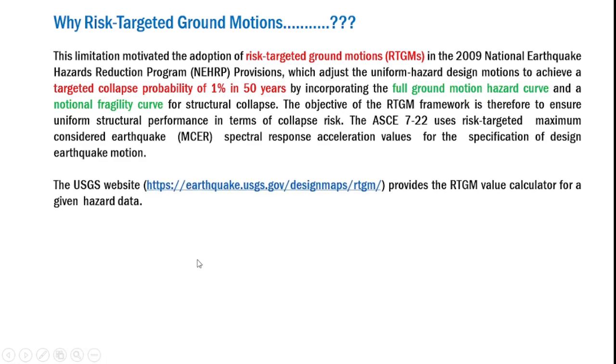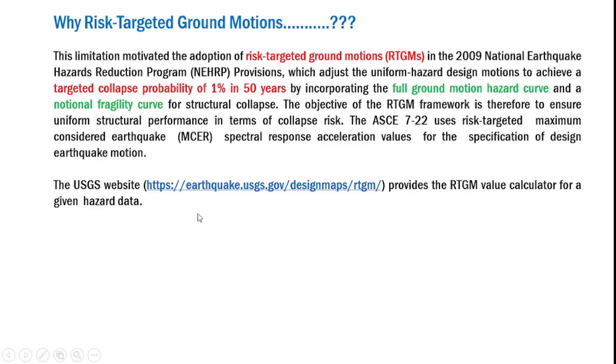Now, if we have the location of a particular place in the United States, you can use the USGS website. The address is already provided here. And this website or tool will provide you the RTGM value calculator for a given hazard data. So remember that, as discussed in the previous paragraph, the computation of the RTGM value requires two sets of data.